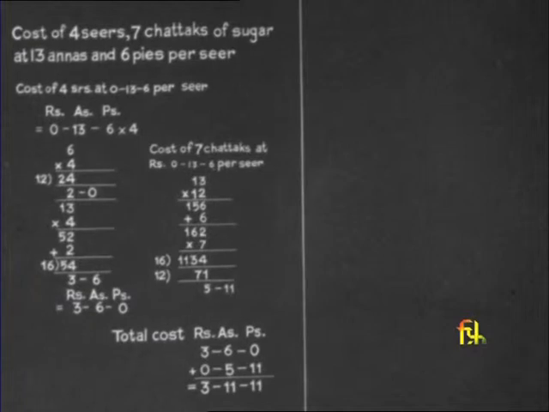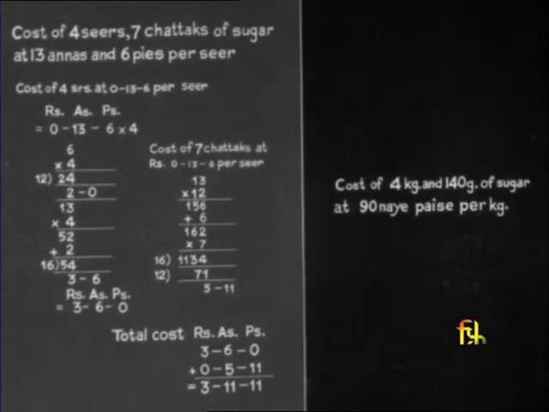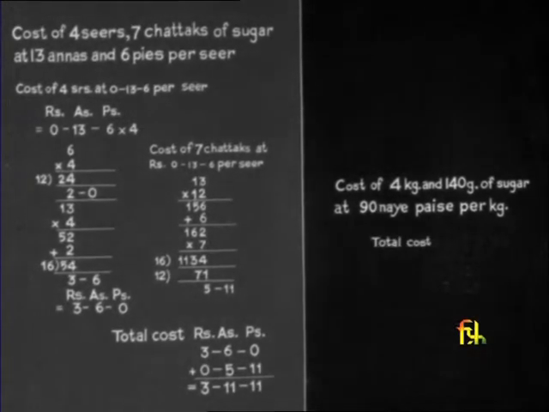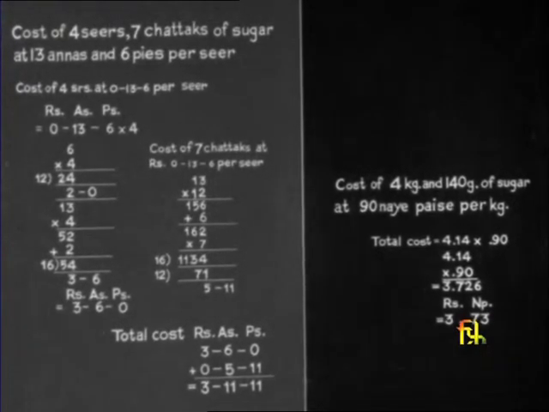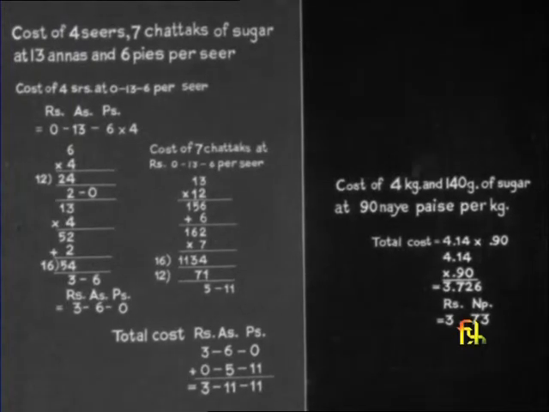Hard work, isn't it? But if you use the metric system, 4 kilograms and 140 grams of sugar at 90 paise per kilogram. Total cost 4.14 into 0.90 rupees. 4.14 into 0.90 will give us 3.726. The answer is simple. 3 rupees and 73 naya paise. Simple, isn't it? The simplicity of the metric system is due to the intelligent application of that mathematical wonder called zero.